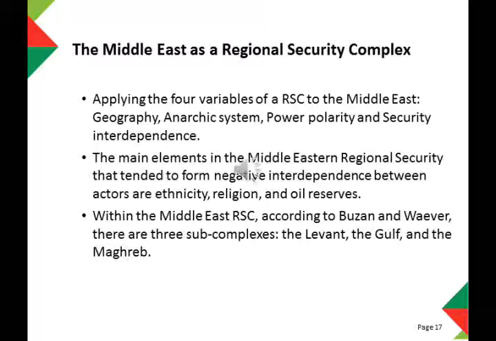In terms of power polarity, there is a difference between scholars on whether the Middle East regional security complex is a multipolar, unipolar, or bipolar regional system. The group of scholars who say that the Middle East is a multipolar system refer to Turkey, Israel, Iran, Egypt, and Saudi Arabia as the main regional powers in that region. But some exclude Egypt because they say Saudi Arabia has now risen to the status of regional power at the expense of Egypt.